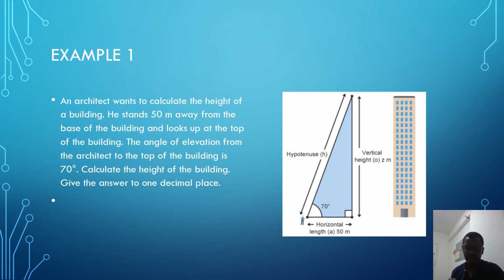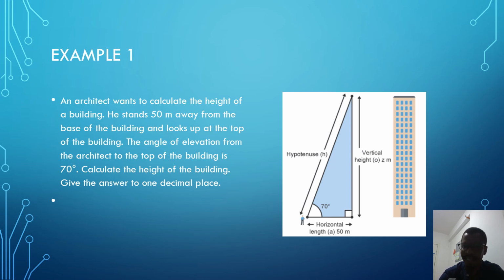Now let us look at an example to see how the angle of elevation and angle of depression work in trigonometry. Here we look at this building. It is a very tall building and we do not know its height. Trigonometry may help us to find the height of this building without physically measuring it.